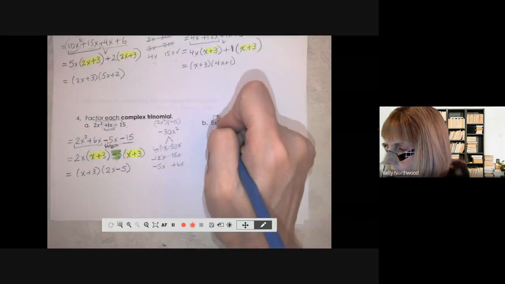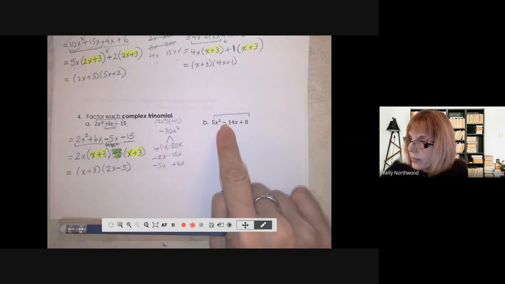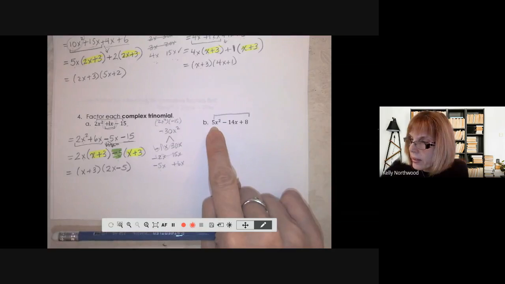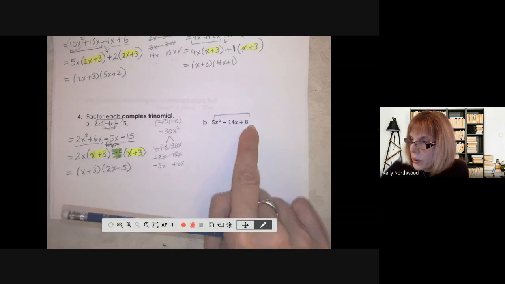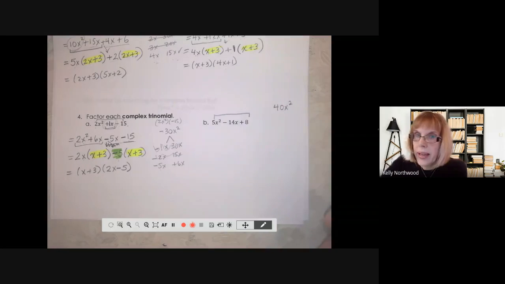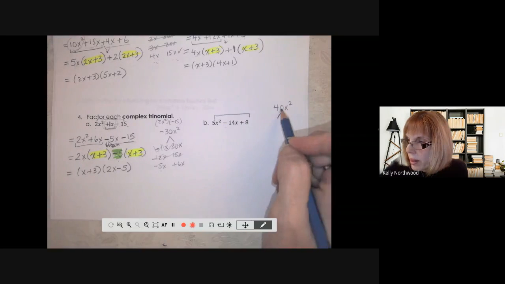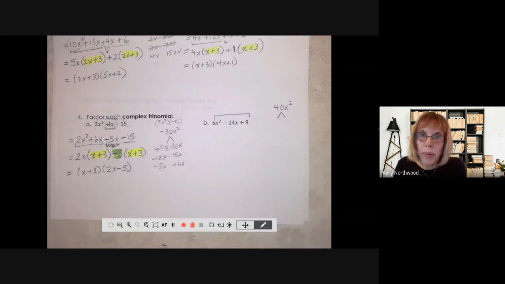All right, so here's another question. This time the negative sign's in the middle. So I'm still doing first term by last term. 5x squared times 8 is 40x squared. But I'm adding to a negative. So the only way to multiply to a positive but add to a negative is if both terms are negative.